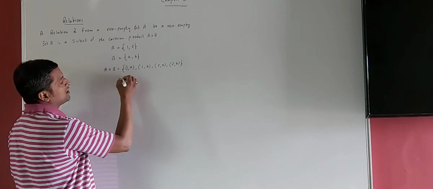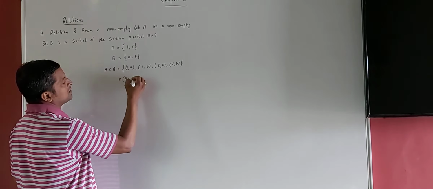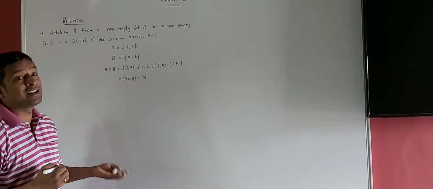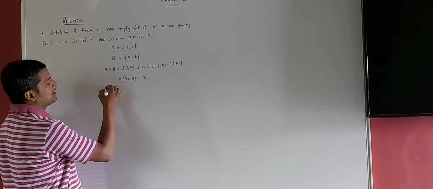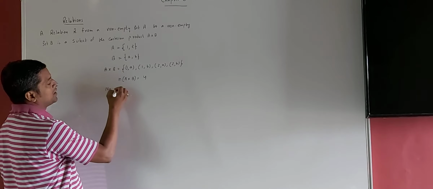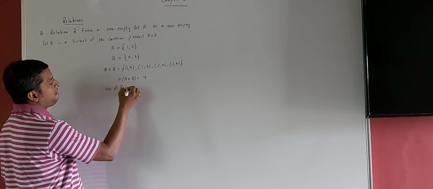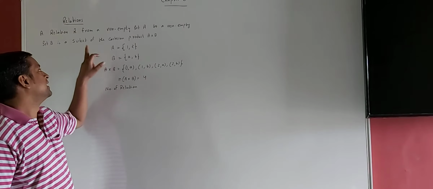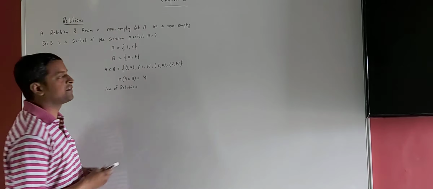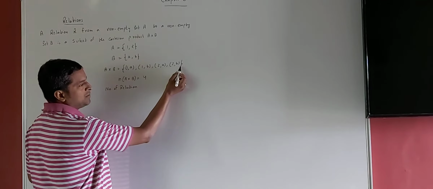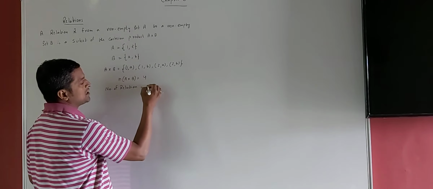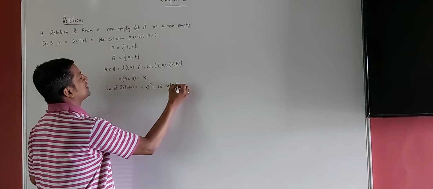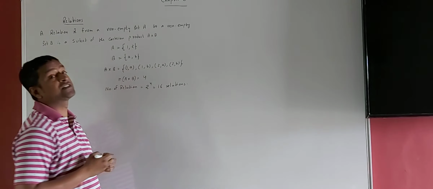Now if I ask you the number of elements in A cross B, that is 1, 2, 3, 4. Now, the number of relations. A relation is nothing but simply a subset of the Cartesian product A cross B. Now in A cross B, 4 elements are there. So how many subsets? That is 2 to the power of 4. So 16 relations are there. So for these two particular sets we will have 16 relations.